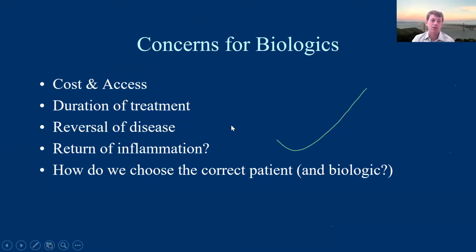So what are the concerns for these treatments? Well, cost and access are major issues. These medications run in the range of $40,000 per year. Regarding the duration of treatment, based on the recurrence of disease following stopping of these biologic treatments, there's no known treatment end date, and that combined with the cost becomes very concerning. Then there's reversal of disease after stopping the medication, with return of inflammation.